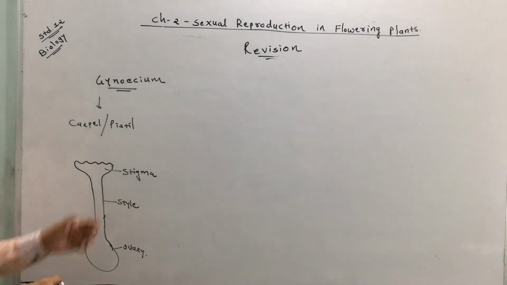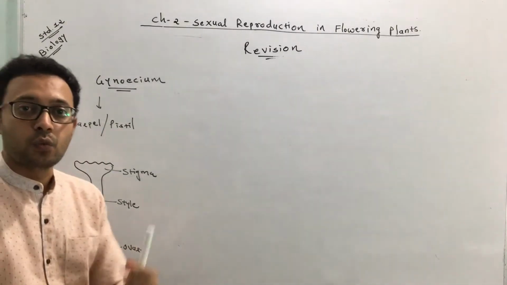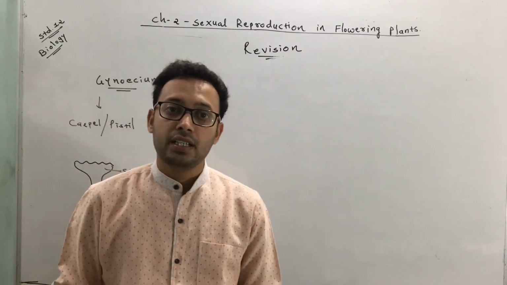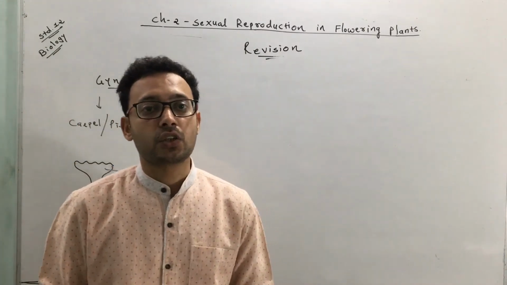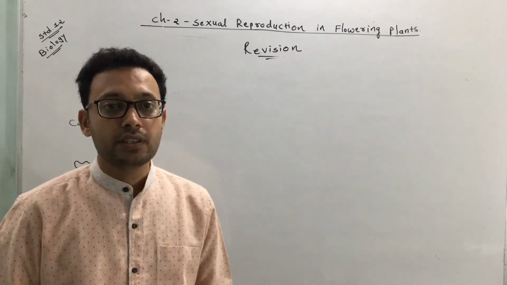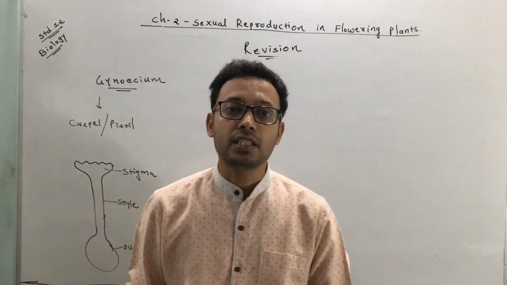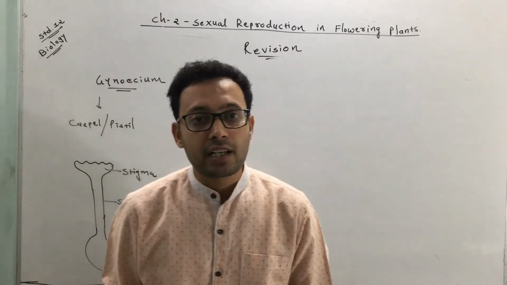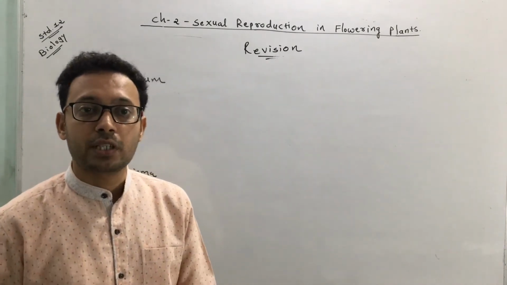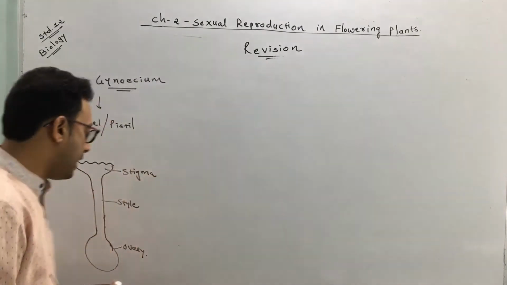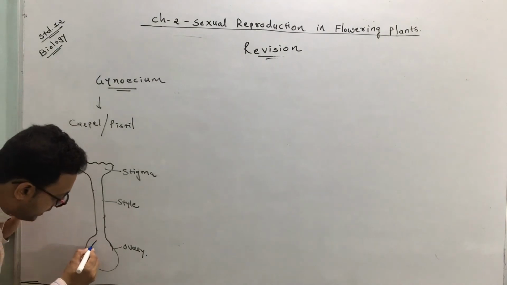The number of carpels in a flower may be one or it may be many. If it is one, then the flower is called a monocarpellary flower, and if it is many, then it is called a polycarpellary or multicarpellary flower. That depends on the number of carpels in a flower. Now this ovary contains one cavity.